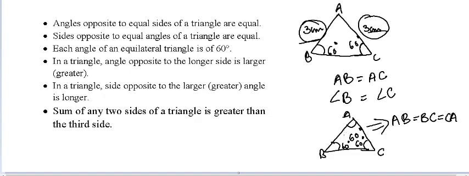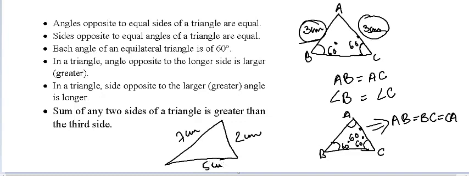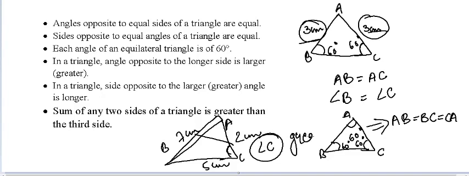Next property says in a triangle, angle opposite to the longer side is larger. Okay, you have to understand it. If this is my longest side, see, it is my 7 centimeter, it's my 2 centimeter, and let it be 5 centimeter. So the angle opposite to the larger side, this is my larger side 7, angle opposite to this one, in ABC, my angle C will be the greatest. Okay, greater angle, right?